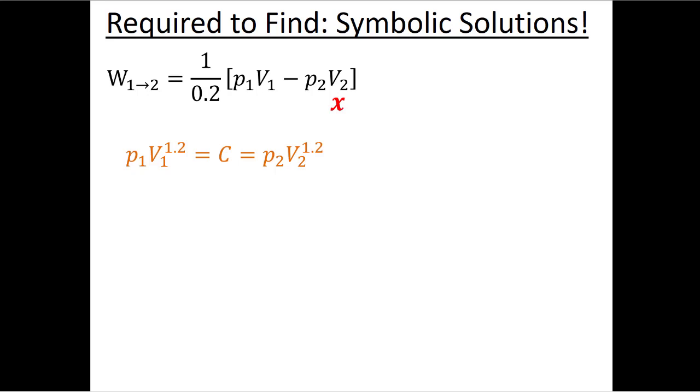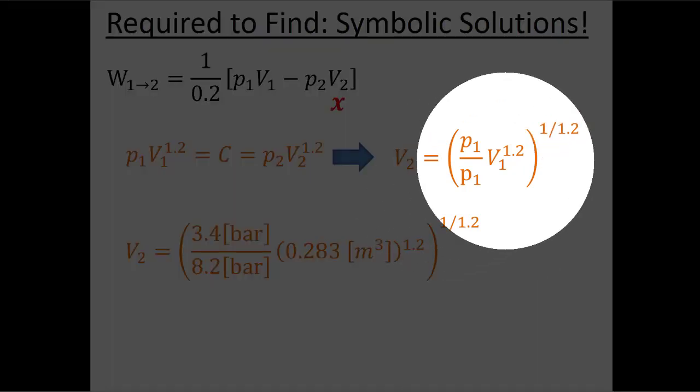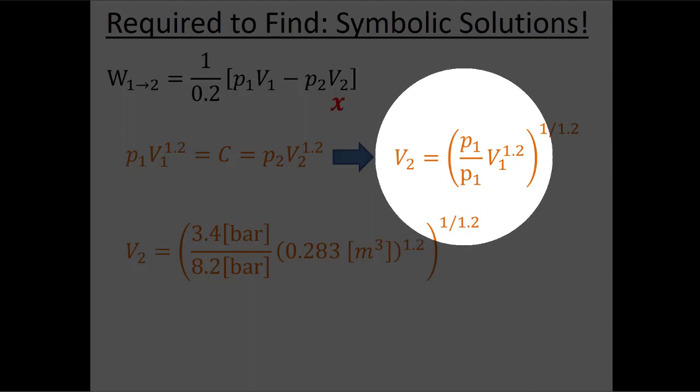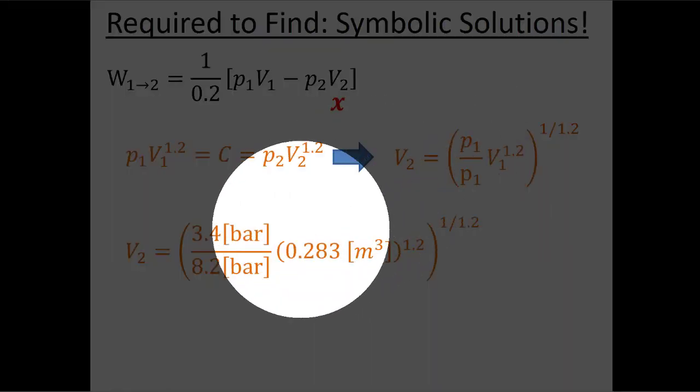And again, I can use this relationship that P1 times V1 to the power of 1.2 is a constant, so it must equal P2 times V2 to the power of 1.2. So I can rearrange this expression to find an expression for V2. Now, I can put in my values that I have in the problem. And the nice thing here is, because I've put this equation as a ratio of P's, and it looks like this should be P1 divided by P2, so there's a bit of an error in this case, but I fixed it down here when I did it numerically.